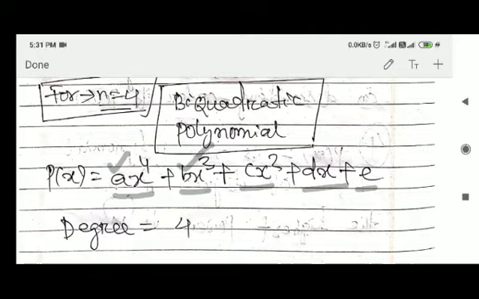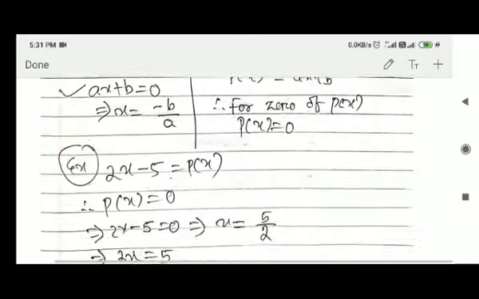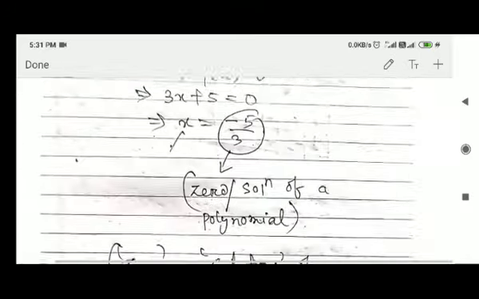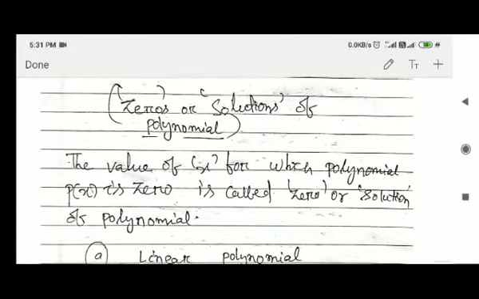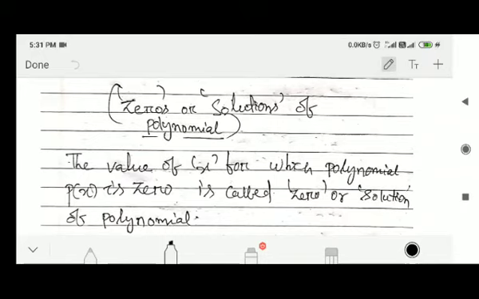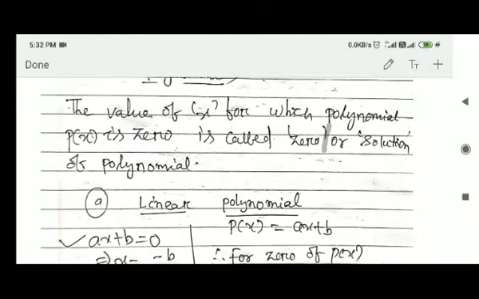Now you have an idea about what a polynomial in one variable is: linear, quadratic, cubic and biquadratic polynomials. Now we will discuss a very interesting lesson. What is that? That is the zero of a polynomial. So what is zero? Zero means we are saying zero or solution of a polynomial. The value of x for which the polynomial p(x) is 0 is called the zero or solution of the polynomial. This is the definition of zero.